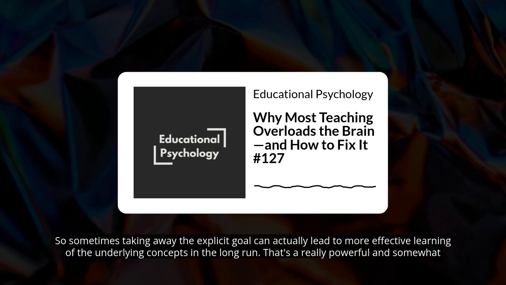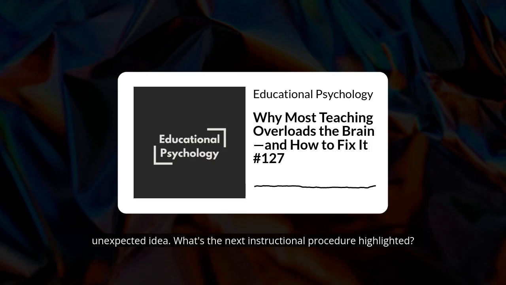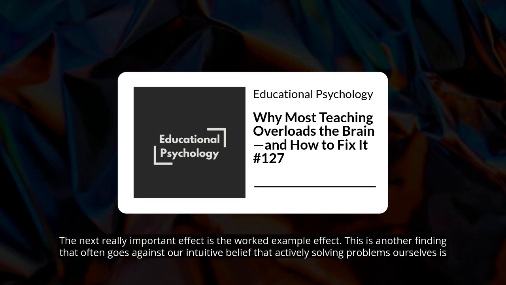So sometimes taking away the explicit goal can actually lead to more effective learning of the underlying concepts in the long run. That's a really powerful and somewhat unexpected idea. What's the next instructional procedure highlighted? The next really important effect is the worked example effect.